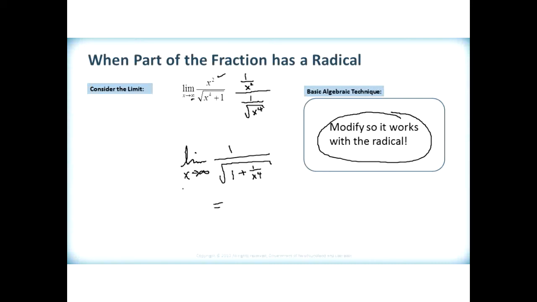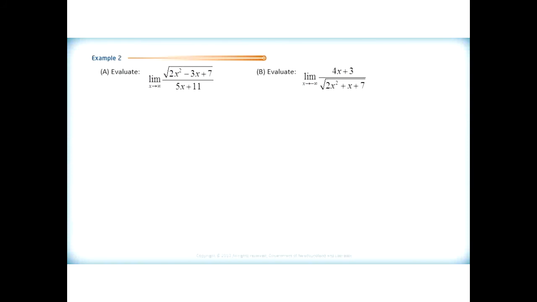So as x approaches infinity, this term heads to 0 in a hurry. My numerator stays at 1, and in my denominator I'm going to have the square root of 1, which is also just 1. So that limit is 1, and that's pretty straightforward. All right, so let's try a couple of examples with those types of limits.